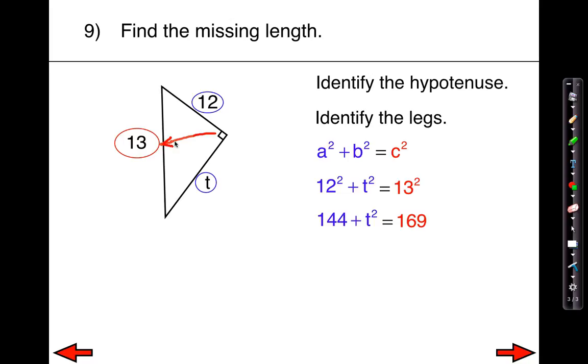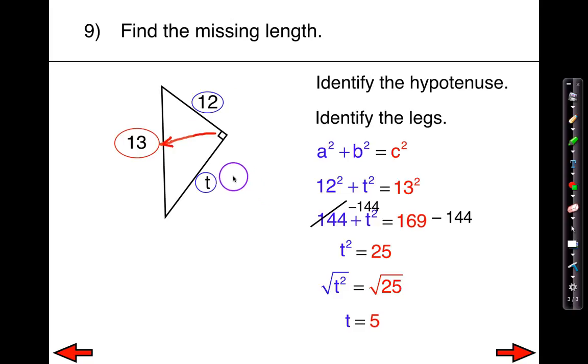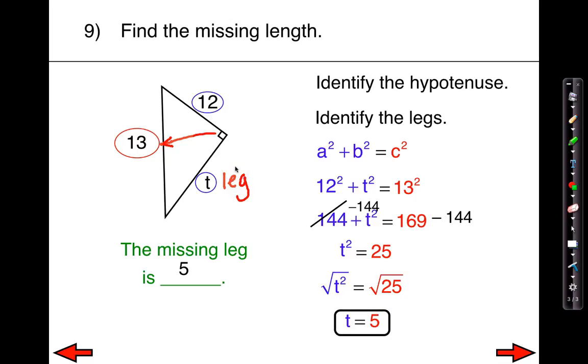We're going to attempt to first isolate t squared by subtracting 144. And that leaves us with t squared equals 25. Take the square root of both sides to solve for t, and we're left with t equals 5. So here, since t is a leg and not a hypotenuse, we're going to say the missing leg is 5.